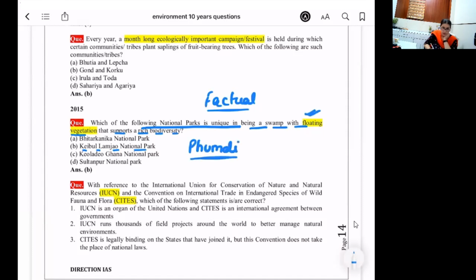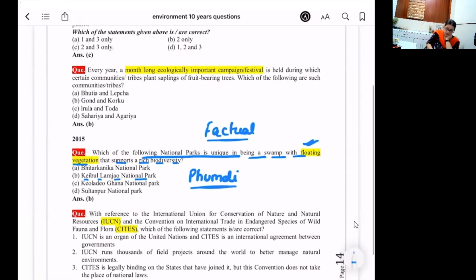Phumdis are the floating vegetation identified here, and it is an example of a typical grass that we have in our country. As I said, we are having questions that are related to environment. So you can see the question right here: a month-long ecologically important campaign and festival. We need to understand that in the CBD, the Convention on Biological Diversity, there has been recognition given to TEK.